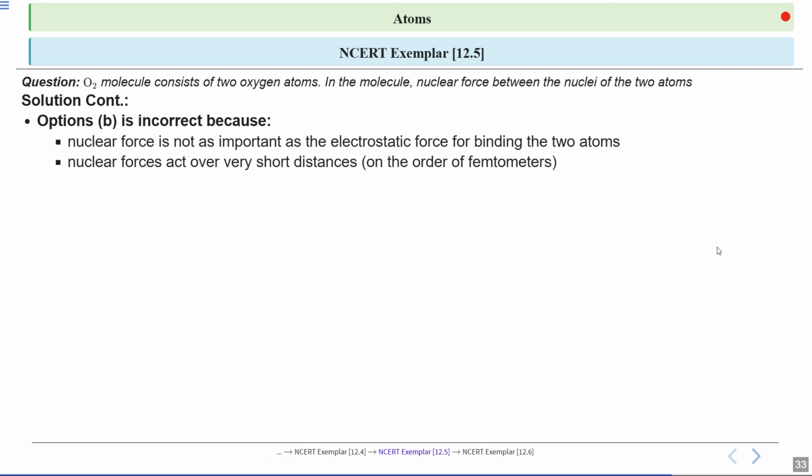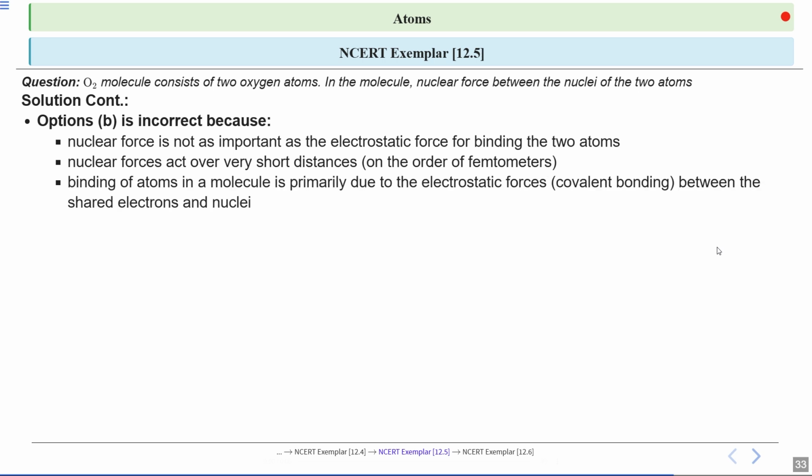Next, let's remember that nuclear forces act over extremely short distances, about a femtometer, which is 10 to the power minus 15 meters. This is much smaller than the distance between atomic nuclei in a molecule. The binding of atoms in a molecule like O2 is mainly due to electrostatic forces, specifically covalent bonding. In covalent bonds, atoms share electrons, and the attraction between these shared electrons and the nuclei holds the atoms together.